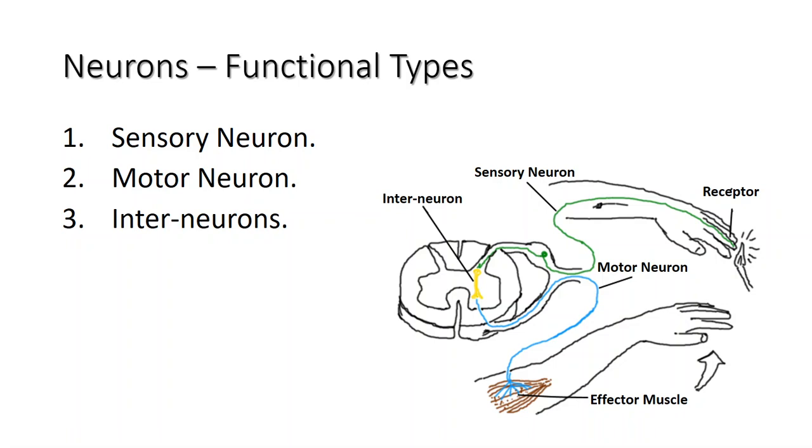Interneurons are neurons that are found exclusively in the central nervous system. Interneurons act as middlemen between sensory neurons and motor neurons. They also connect to other interneurons, allowing them to communicate with each other. The interneurons enable the integrative and control functions of the nervous system.